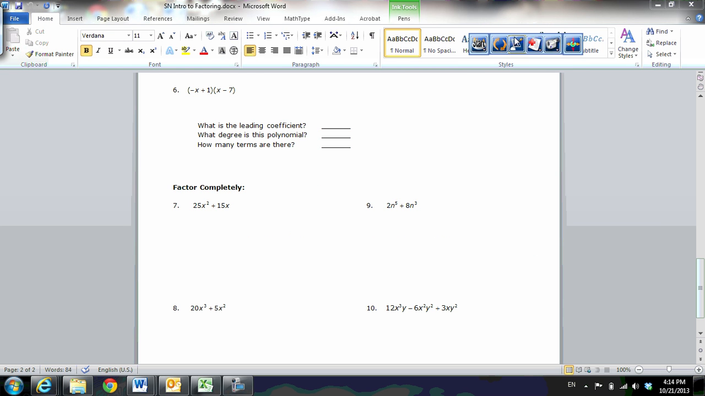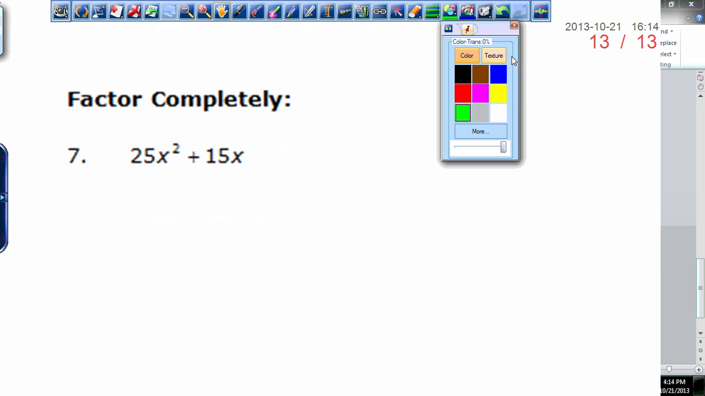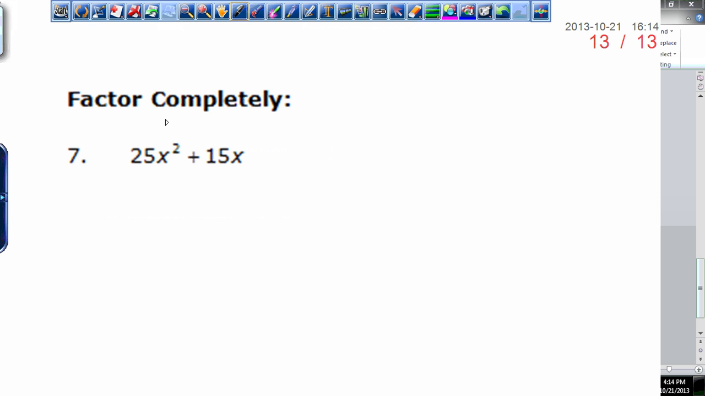Let's jump to factoring here. 25x squared plus 15x. This is basically looking to see what we can take out of both of those. What are these both divisible by? They're both divisible by 5 and an x. So then I'm going to do a set of parentheses, and I'm left with 5, because 5 times 5 is 25, and x, because x times x is x squared. And then 5x times what makes 15x? Positive 3. And that's it, factoring.